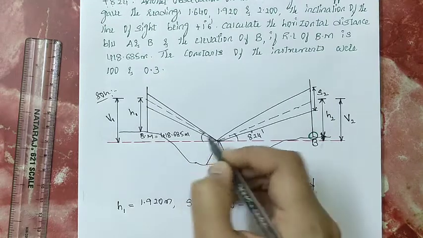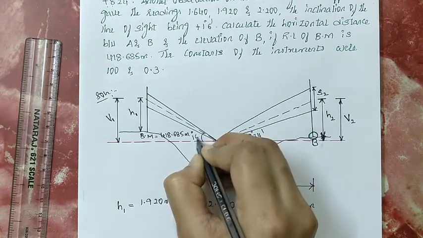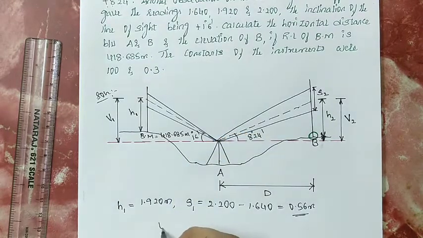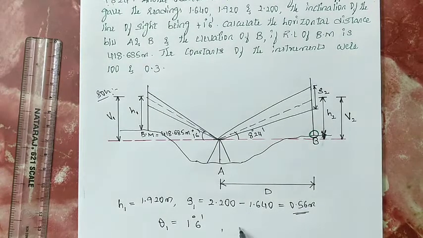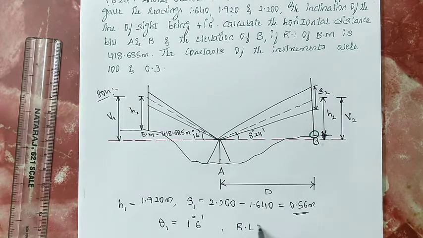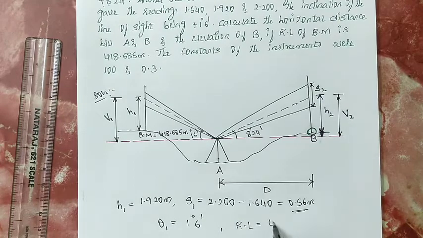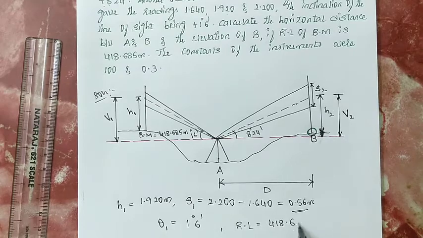And this inclination is 1 degree 6 minutes. This I will call theta 1, that is 1 degree 6 minutes. Next, the RL of benchmark they have given is 418.685 meter.